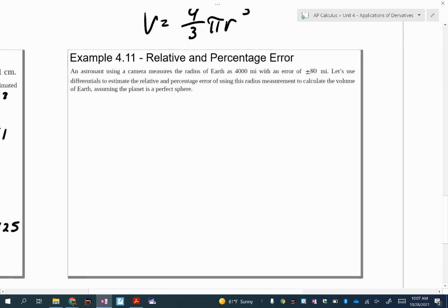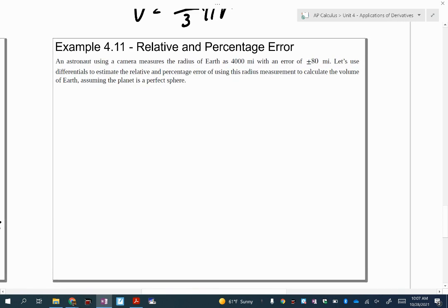All right. Now, the first thing I noticed is it tells me that the astronaut measures the radius as 4,000 miles with an error of plus or minus 80 miles. So my measurement error for the radius is plus or minus 80 miles. So my dr is going to be plus or minus 80.